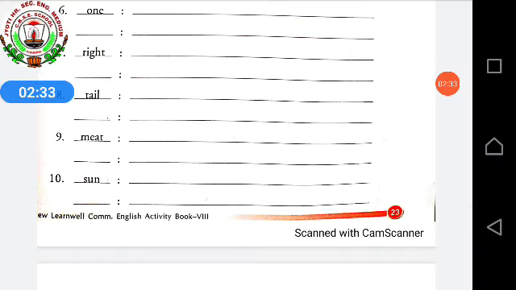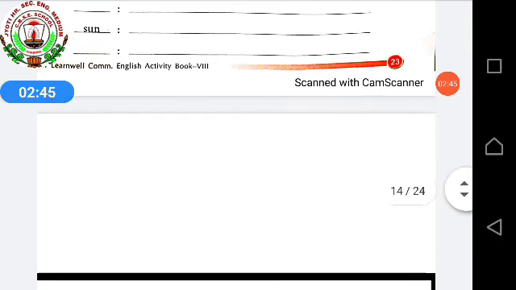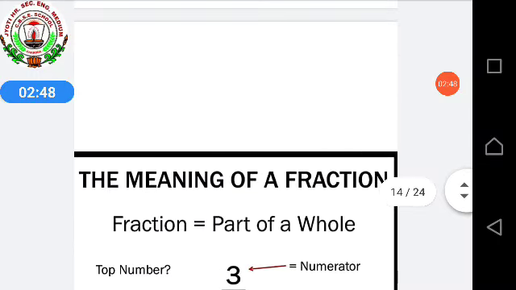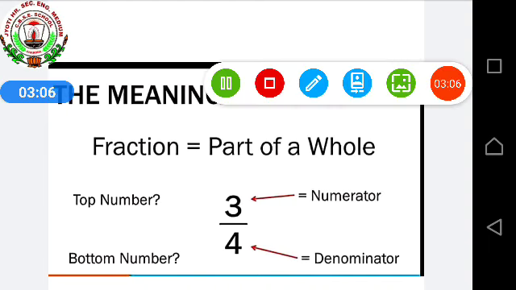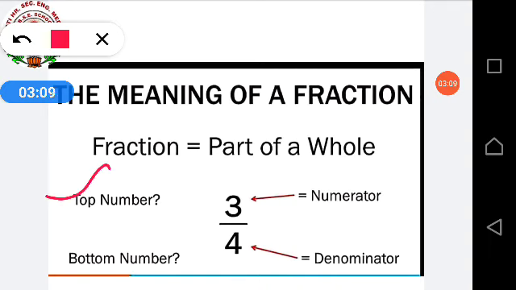Before starting the next topic of the same activity sheet, I'll tell you something about the topic. So your next topic is fractions and percentages. Okay? So first we'll learn the meaning of fraction. Fraction means part of a whole, full. Out of that, part of it is known as fraction. Like see this one here: top number numerator, bottom number denominator. So this 3/4 is known as fraction.